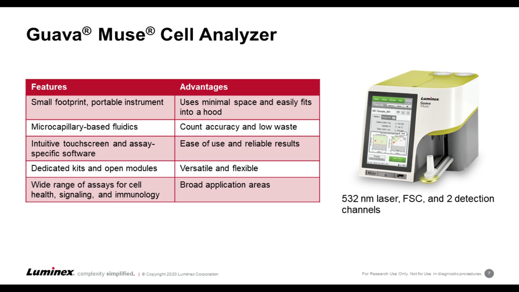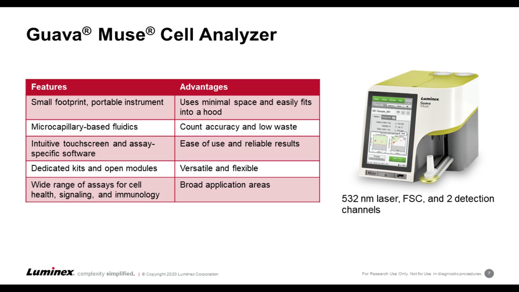So the Guava Muse Cell Analyzer is an easy-to-use, simple, and compact instrument for cell analysis. The instrument uses a 532 nanometer laser and provides information based on forward scatter and two fluorescence detection channels. The platform has a very small footprint and is portable and can easily fit anywhere, even in the biological hood.